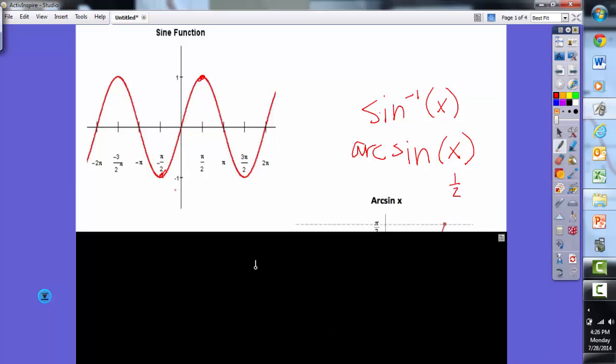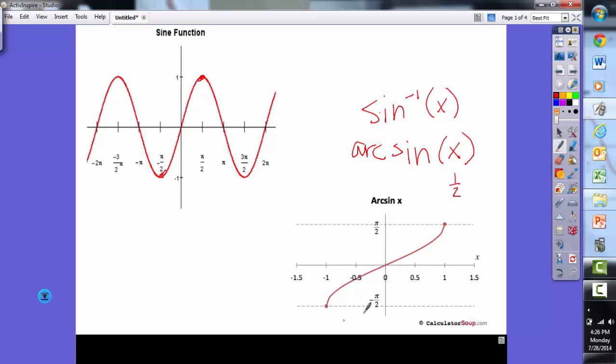And when we take a look at the graph, you can see that it's the inverse function. So the domain of the original becomes the range of the inverse, -pi over 2 to pi over 2. And the range of the original, -1 to 1, becomes the domain of the inverse. So this is what the function looks like.